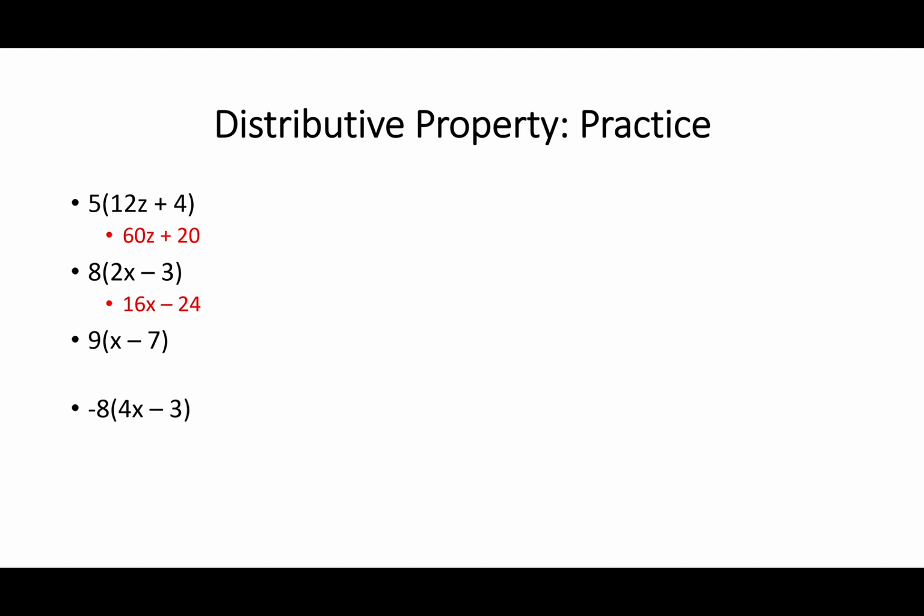9 times x, remember there's an invisible 1 next to the x. 9 times 1 is 9. And 9 times 7 is 63. Now this is an interesting case. This is a bit of an exception.